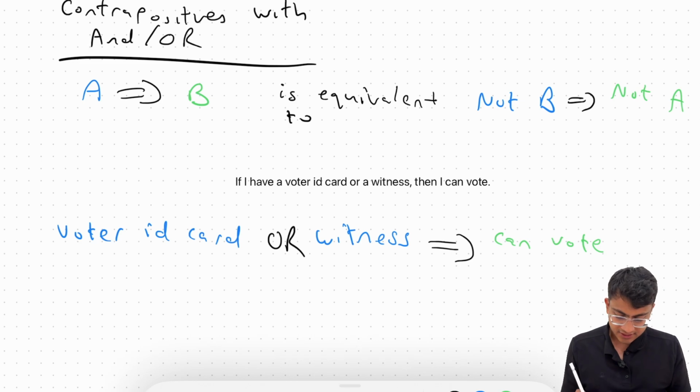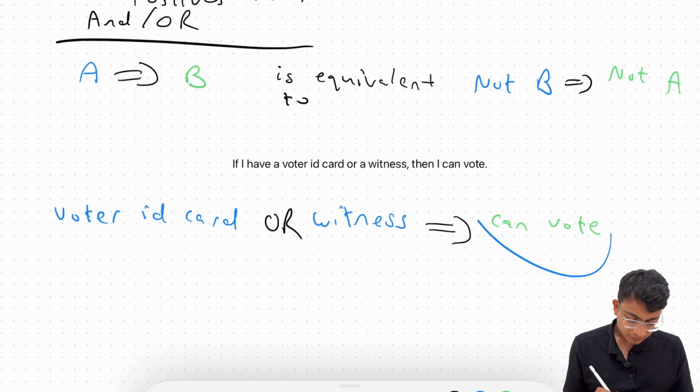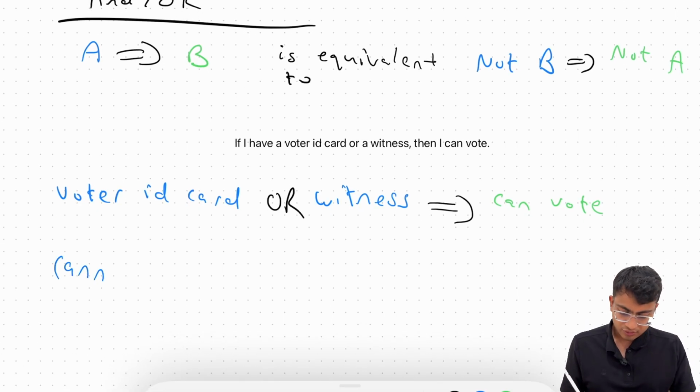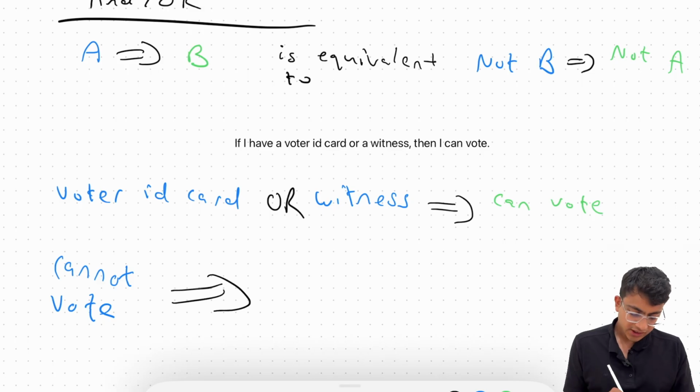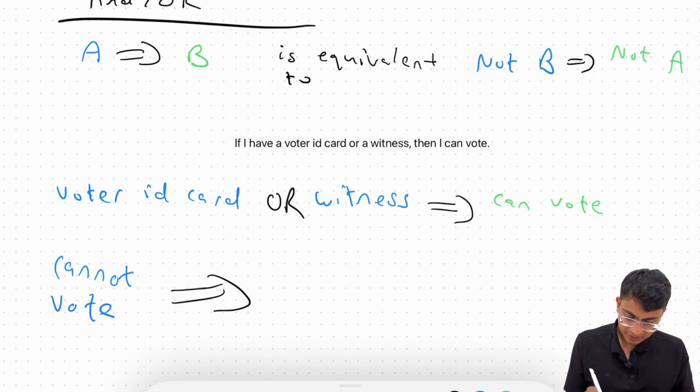So this is the diagram of the statement here. If I have a voter ID card or a witness, then I can vote. The contrapositive becomes, well, I want to negate the right side. This is a simple statement, so I can just do cannot vote, right? Arrow. And we already know the negation of or becomes an and. So this becomes an and, and I negate each side of the and.